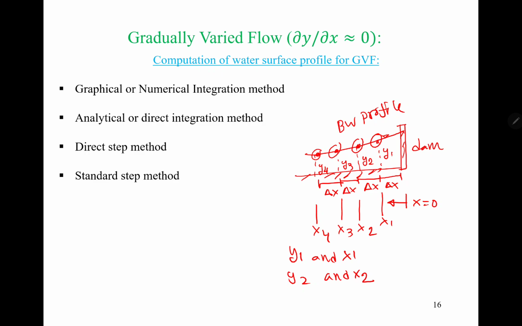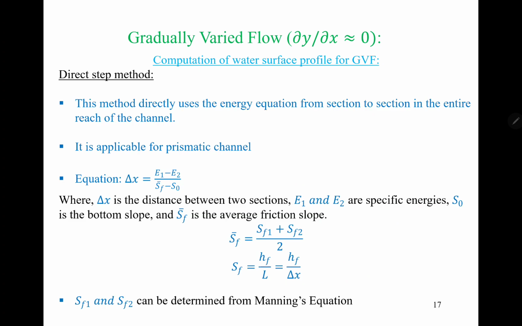So there are a number of methods. I listed 4 methods here, but for this course we will only discuss the direct step method. So let's discuss the details of the direct step method. For the direct step method, if you know the y upstream and y downstream, you can find it, just like in the previous examples. Suppose you know this one is y1 and you know y2.